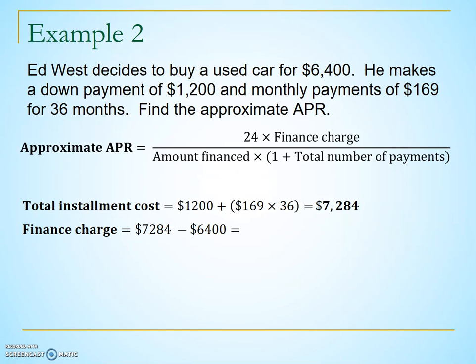From here, we can find the finance charge. The $7,284 minus the cash price of $6,400 gives us a finance charge of $884. The amount financed is the cash price minus the $1,200 down payment, resulting in $5,200 being the amount financed.